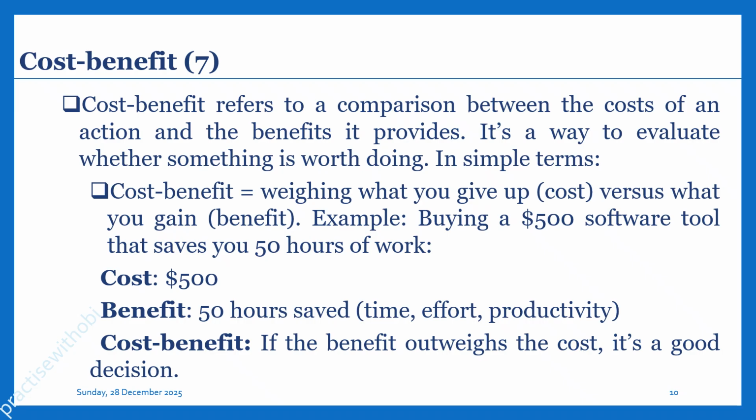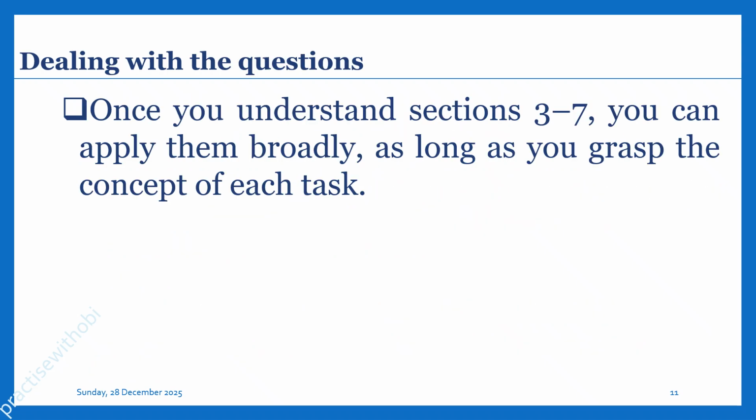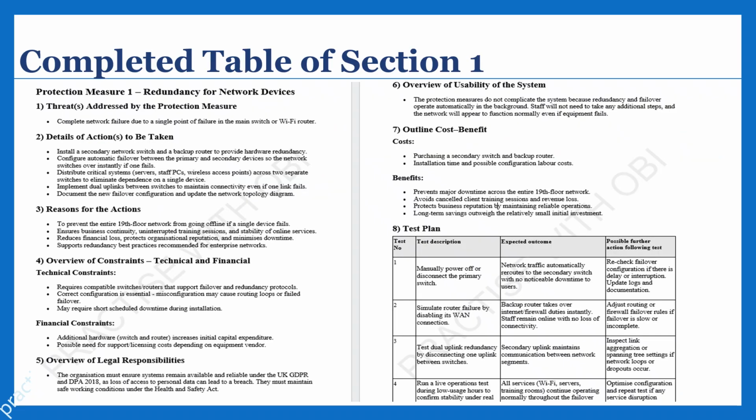Cost benefit refers to a comparison between the costs of an action and the benefits it provides. It's a way to evaluate whether something is worth doing. For example, buying a $500 software tool that saves you 50 hours of work. If the benefit outweighs the cost, it's a good decision. Once you understand sections 3 to 7, you can apply them broadly as long as you grasp the concept of each task.